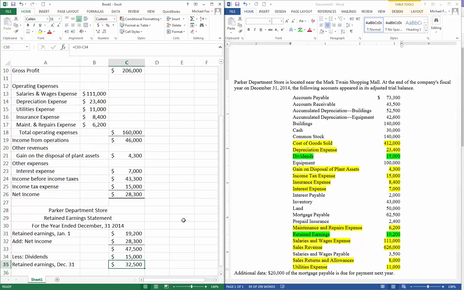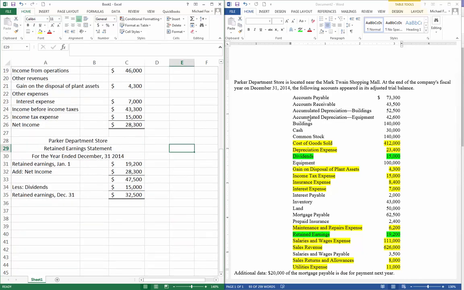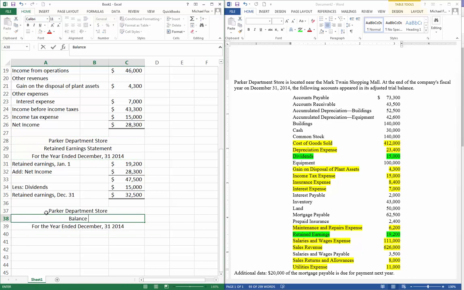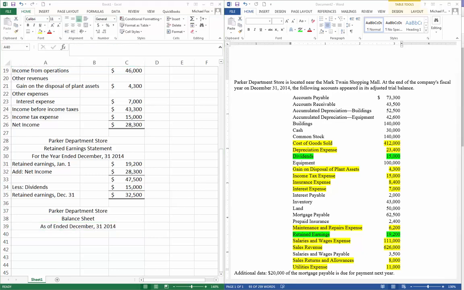Finally, we're supposed to do a classified balance sheet. I could highlight all these other accounts as being the balance sheet accounts, or we could just say the ones that aren't highlighted are the balance sheet accounts. Again, I'll steal the header, change it to balance sheet, and instead of for the year ended December 31st, we will say as of December 31st, not FAS of, because that makes no sense at all. That's even worse. Don't judge me. All right, so there it is.